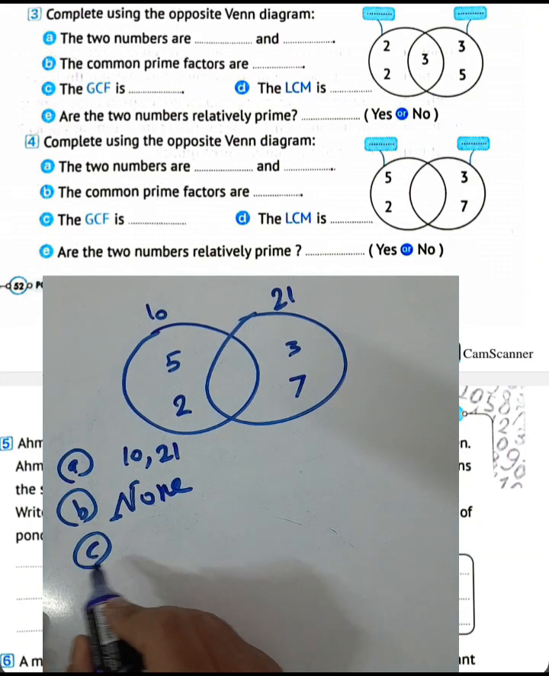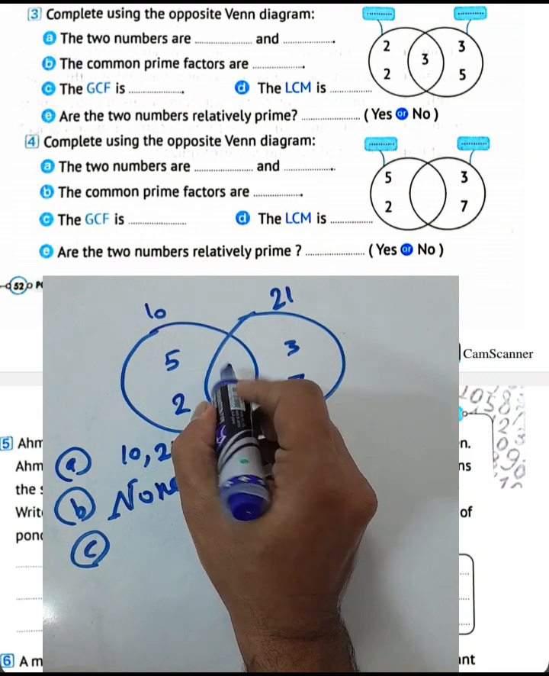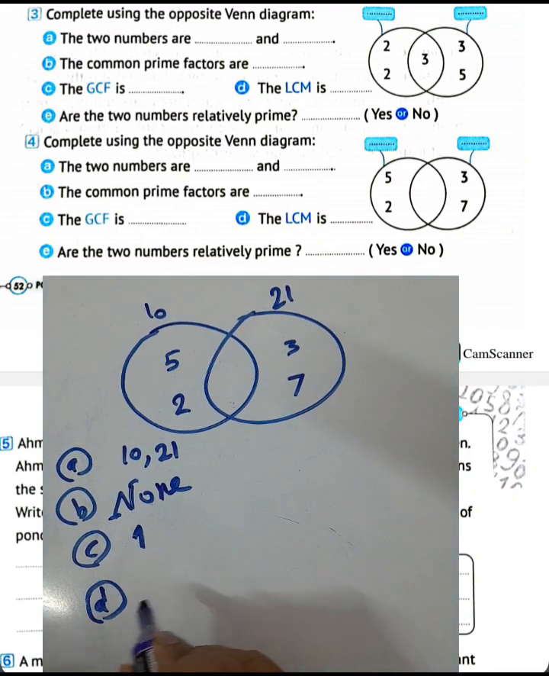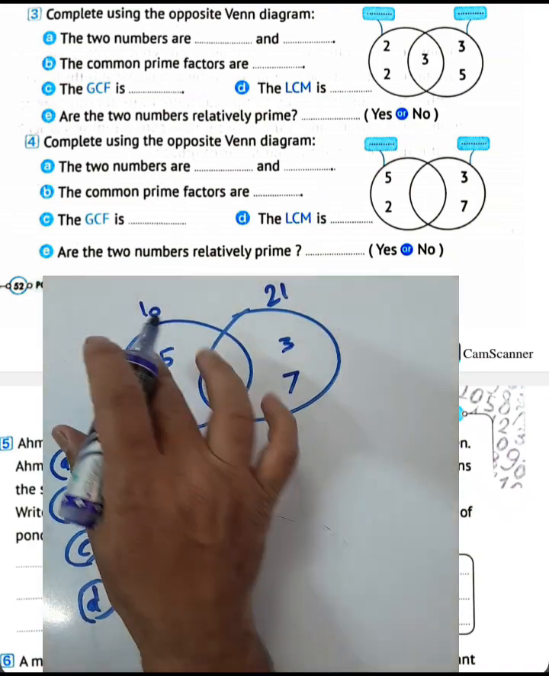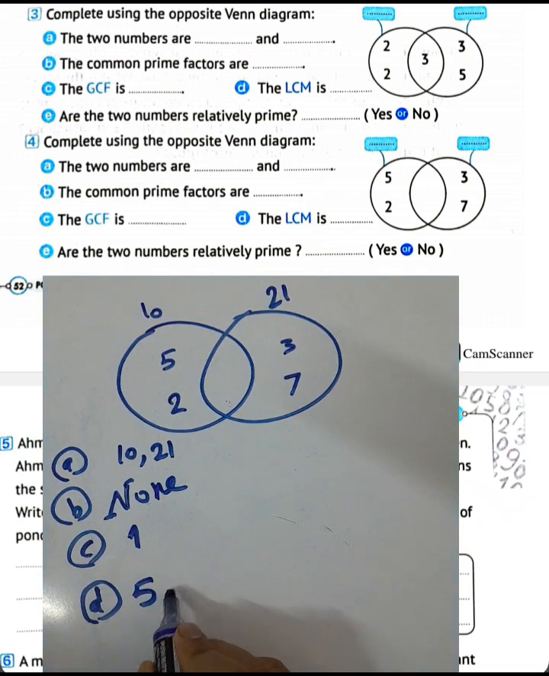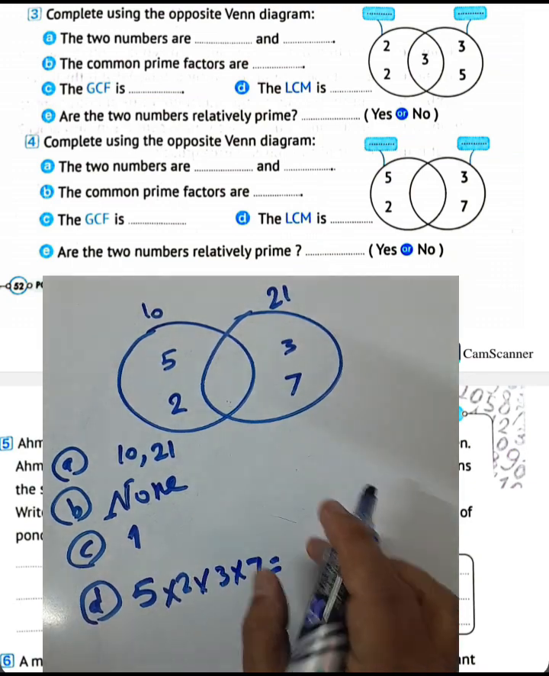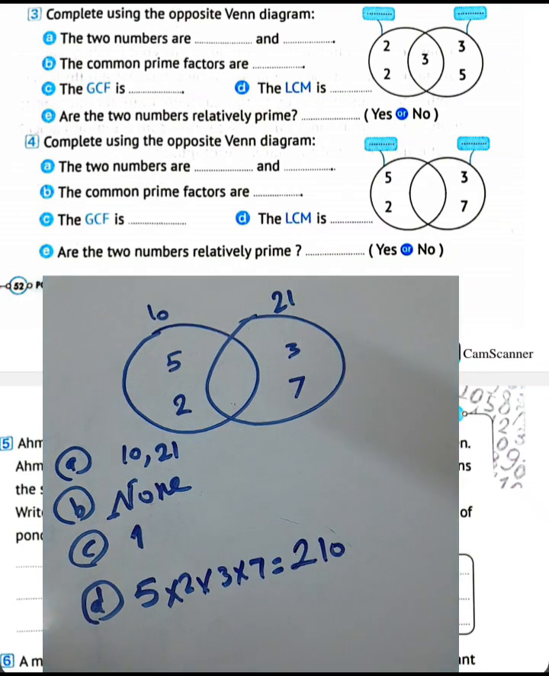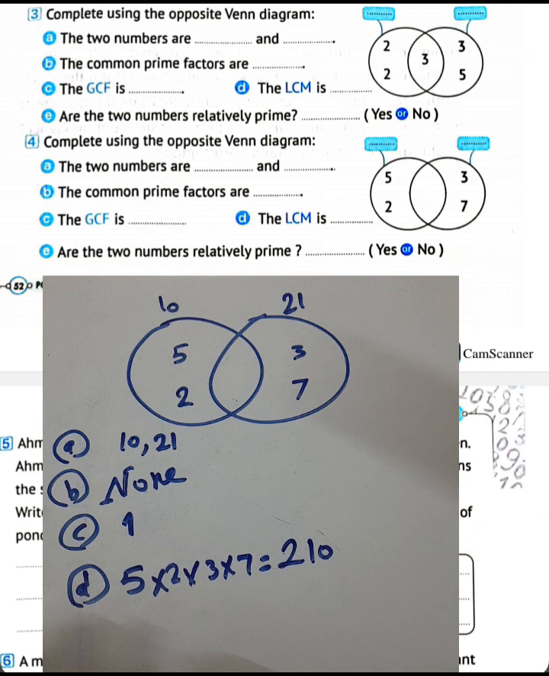Okay, letter C. Greatest common factor between them equals 1. This part meaning here 1. Okay, letter D. Least common multiple between 10 and 21. Write 5 multiplication by 2, multiplication by 3, multiplication by 7. It will be 10 times 21, it will be 210, because 10 and 21 we call that relatively prime numbers. And in two relatively prime numbers, the greatest common factor between them equals 1.